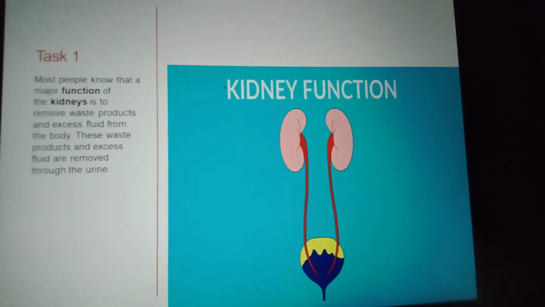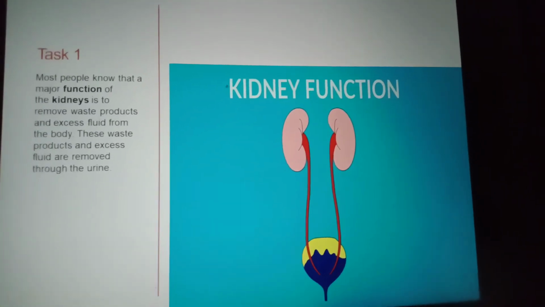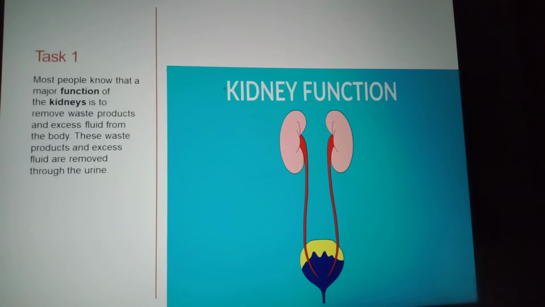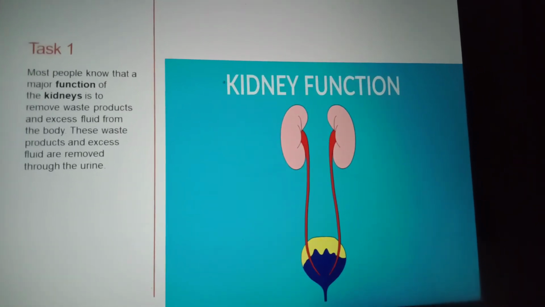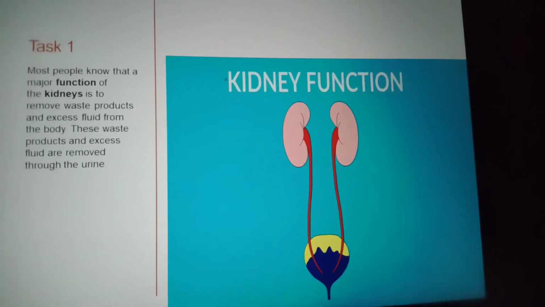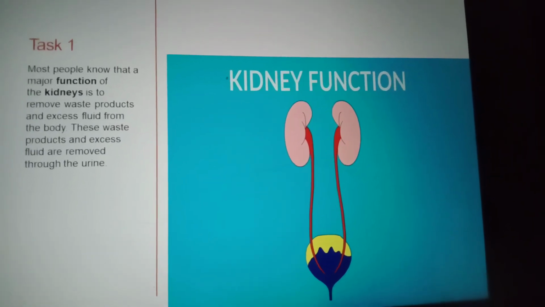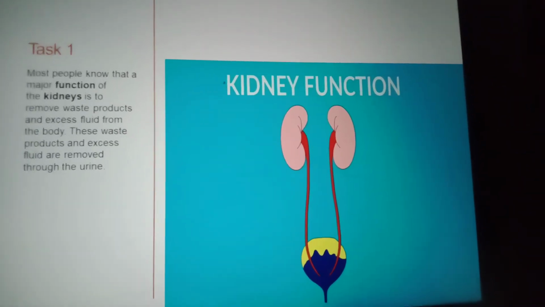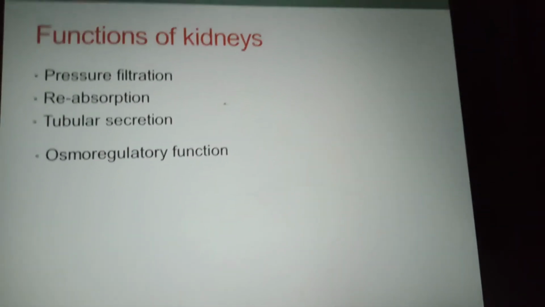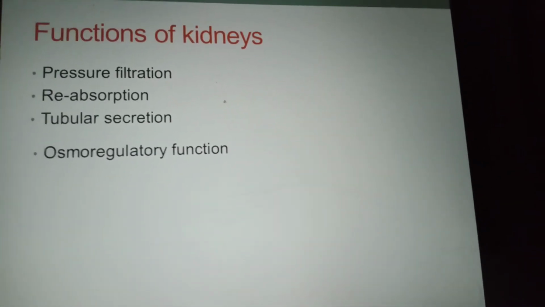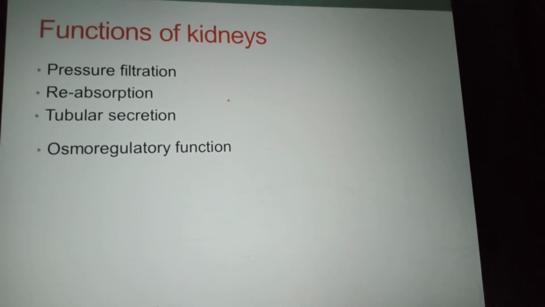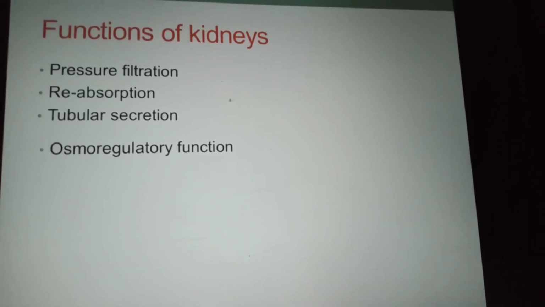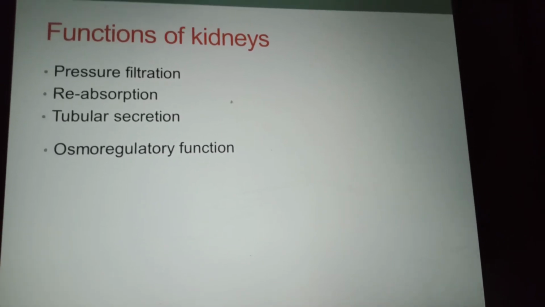Task 1 is about kidney function. Most people know that a major function of the kidneys is to remove waste products and excess fluid from the body. These waste products and excess fluid are removed through the urine. Functions of kidneys: pressure filtration, reabsorption, tubular secretion, osmoregulatory function. And I will discuss all these one by one.